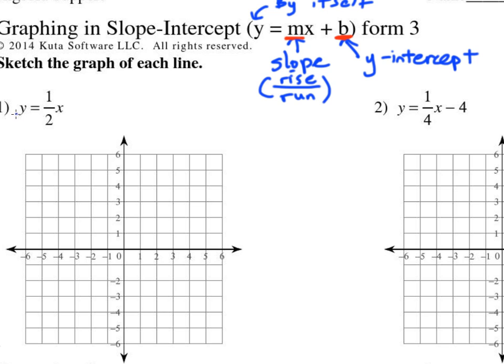Number 1, so this is y equals mx plus b. M is the number in front, so y is by itself, so this is our m, and this is our b. There is no b, so our m equals 1/2. That's our slope. And our b, remember when you don't have one, what number stands for nothing? 0, right? Our y-intercept is 0.